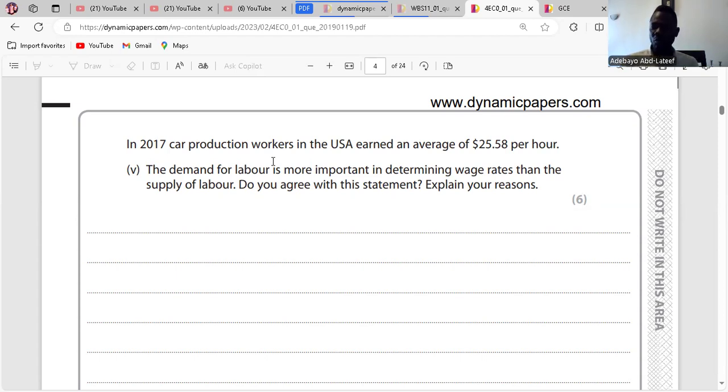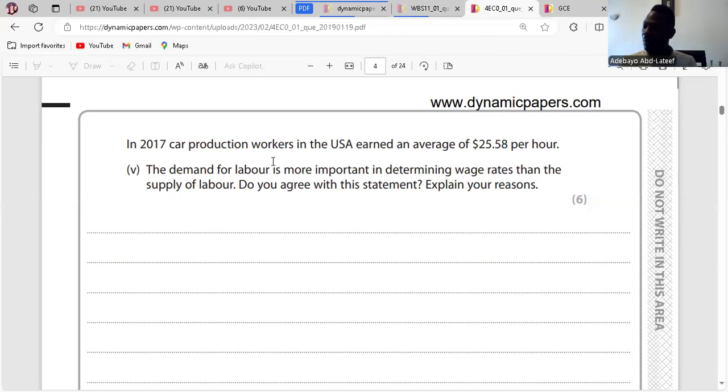Then supply of labor. We said the supply of labor is the quantity of workers that are making themselves available for a job, right? So supply of labor can also be a determinant of wage increase. One, it depends on the skills of workers. The supply of skillful workers is always less, and as a result, the wage rate will increase.